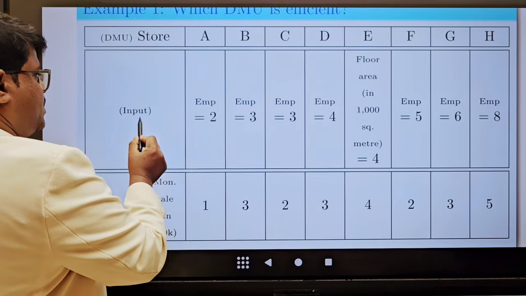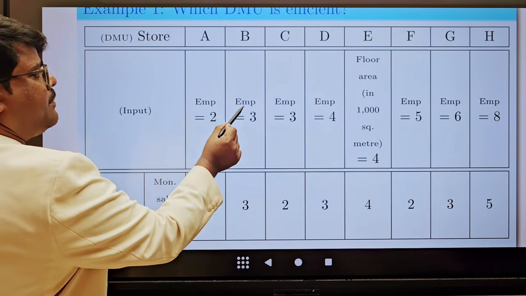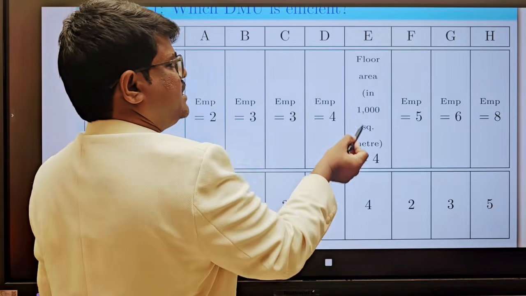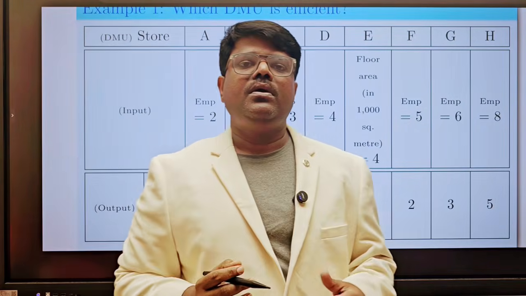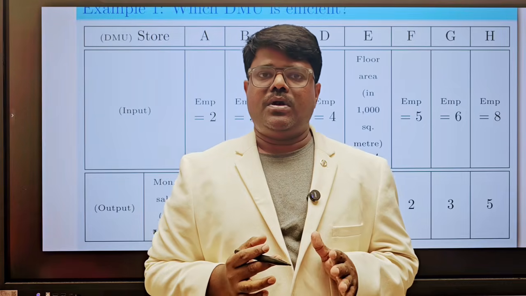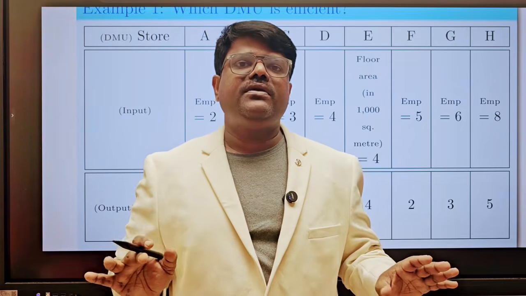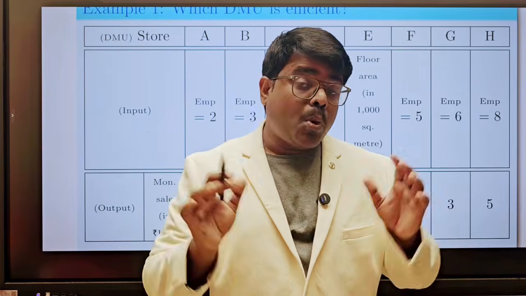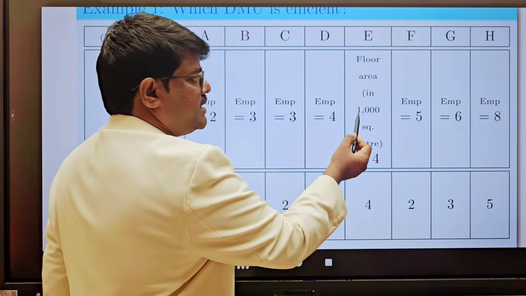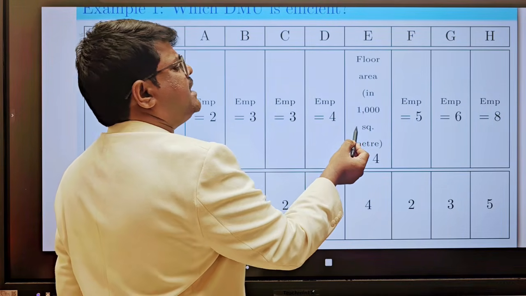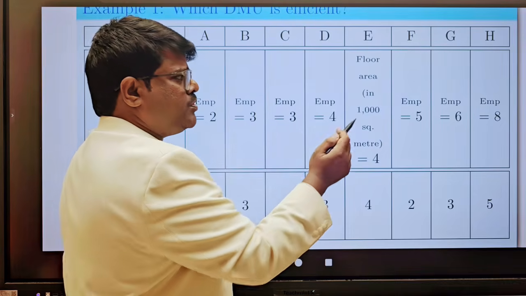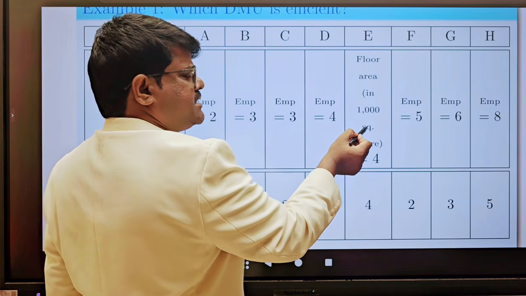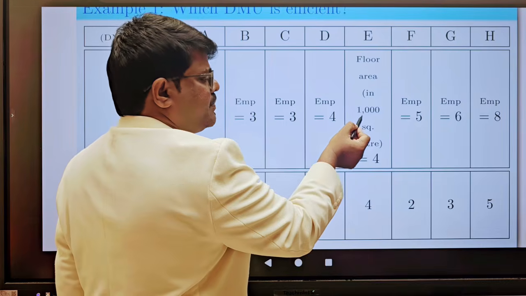Here, input is employee, employee, employee, employee, but here employee is missing. So you cannot directly use the formula. You can't use the efficiency formula equal to output value divided by input value. Suppose here in E there is also employee, any number, say 7. Let us assume that in E also there is some employee, and it may be some number, 4, 1, 2, any number.